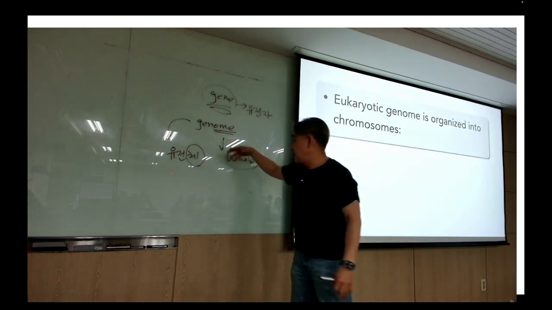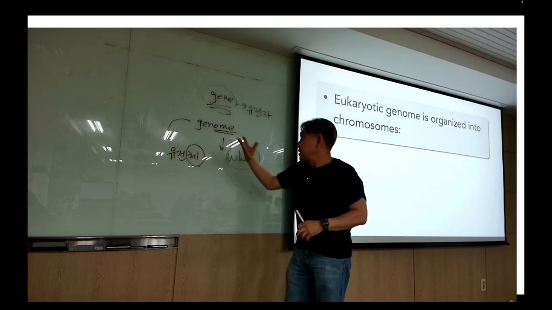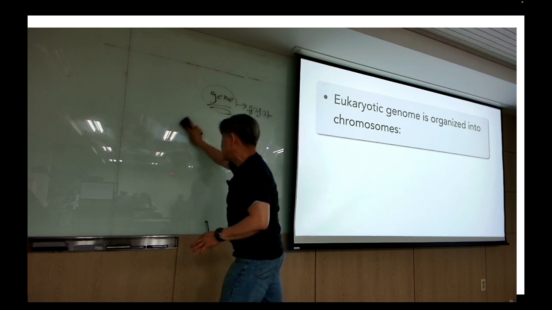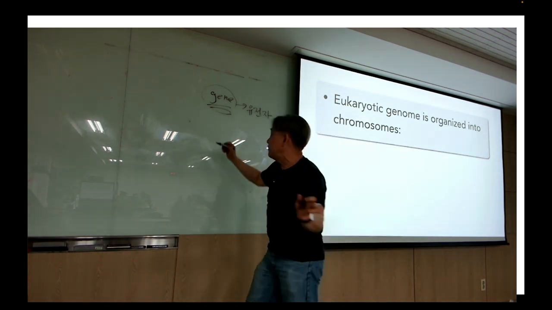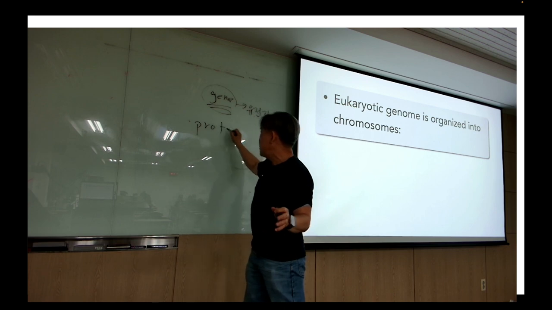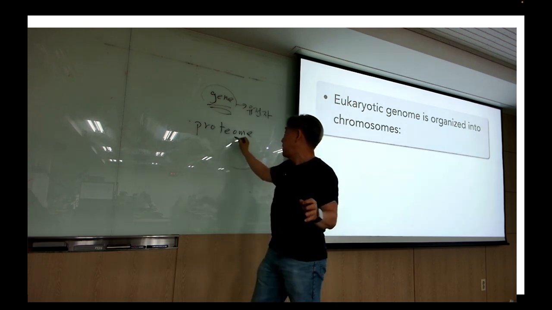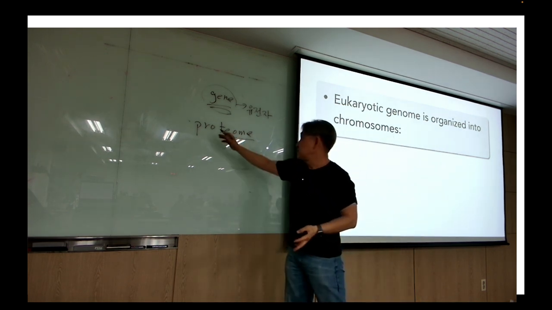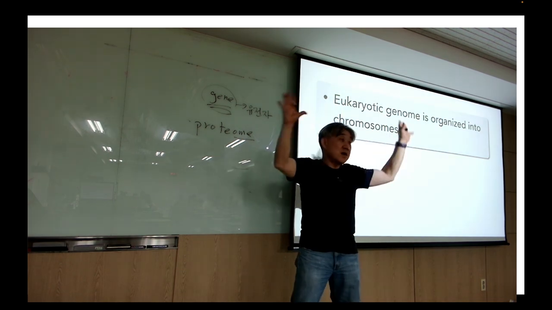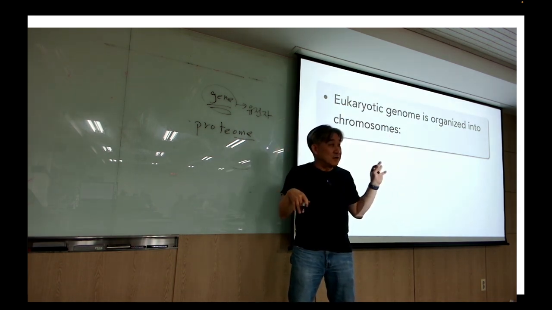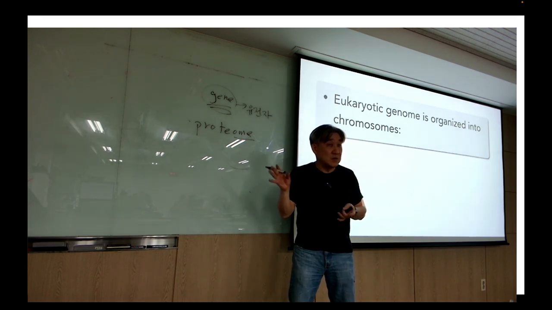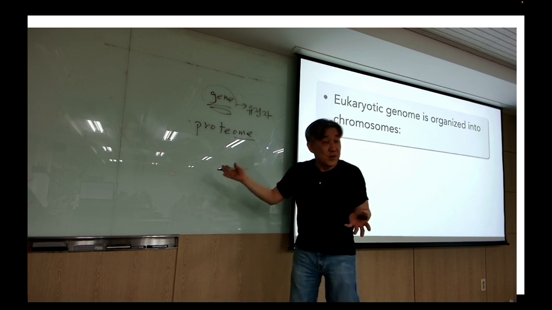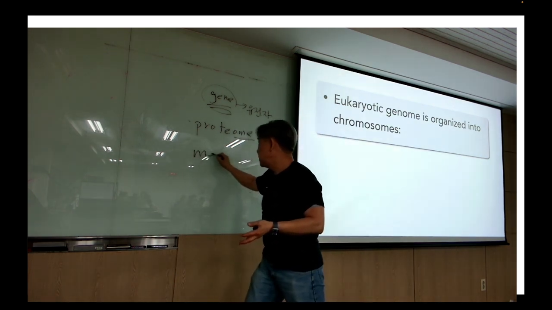So not only is it used to indicate whole gene sets, but it can also be used for other whole entities. For example, how about proteome? A protein is an individual protein, versus proteome, which is the entire set of proteins in a single individual or in a given kind of organism. It's a proteome.